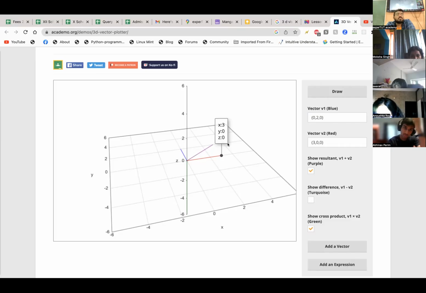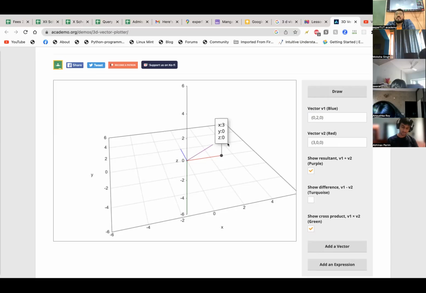So any linear combination of V1 and V2 is always in the plane of V1 and V2. Write: linear combination is aV1 plus bV2. So could you repeat what you said? I said any linear combination of V1 and V2 is always in the plane of V1 and V2. What do you mean by linear combination? Linear combination is aV1 plus bV2, where a and b are numbers.